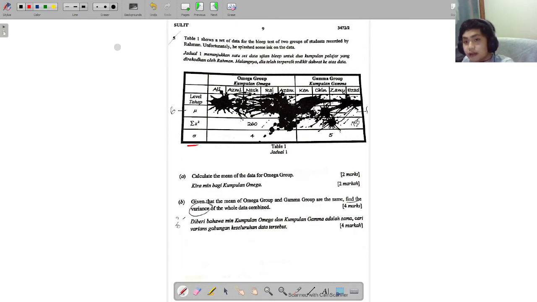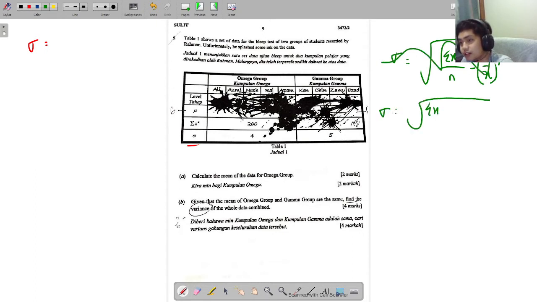So they have sigma. Sigma is basically standard deviation. The standard deviation formula that we know is: standard deviation equals the square root of the summation of x square over n minus the mean square. I think I'm blocking here, so I'm just going to write it below here. Summation x square over n minus mean square.